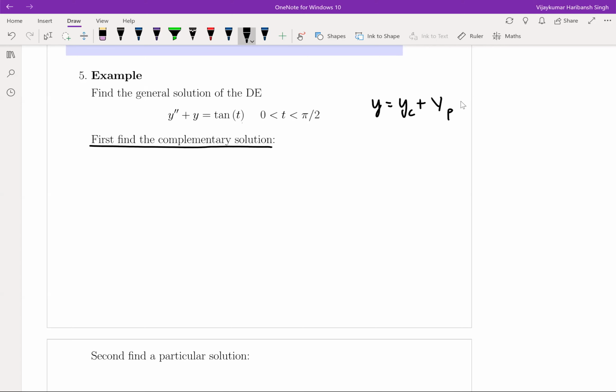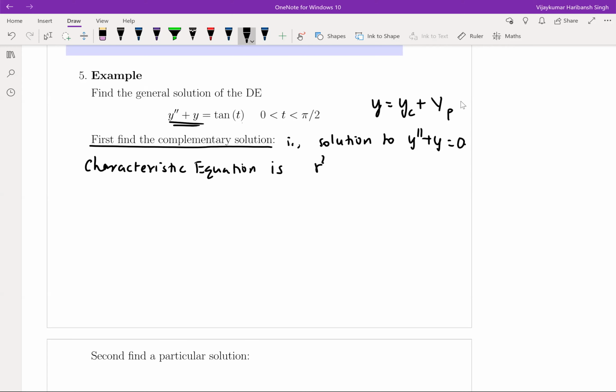So recall, what is a complementary solution? The complementary solution is the solution to y double prime plus y equals 0. So what is the characteristic equation in this case? The characteristic equation is r squared plus 1 equals 0. So this gives us r equals plus or minus i.